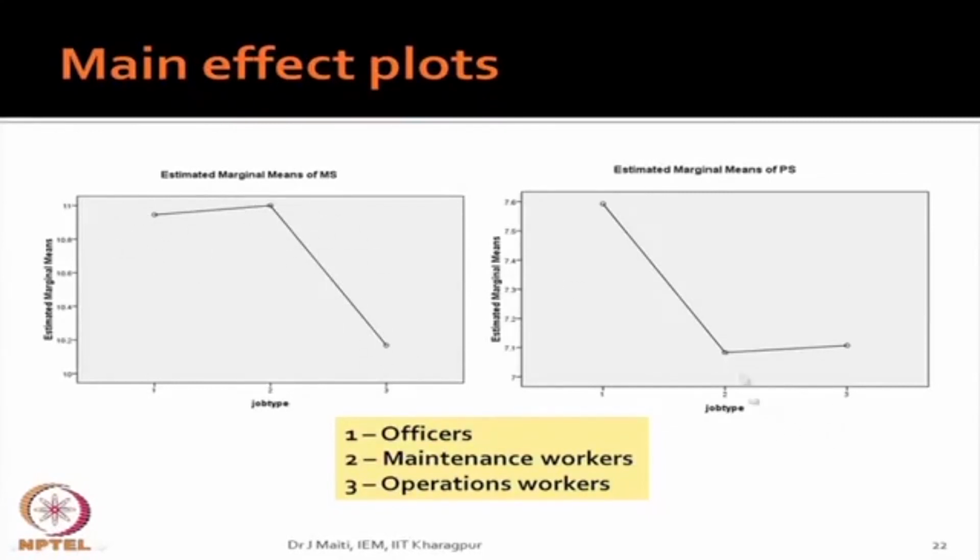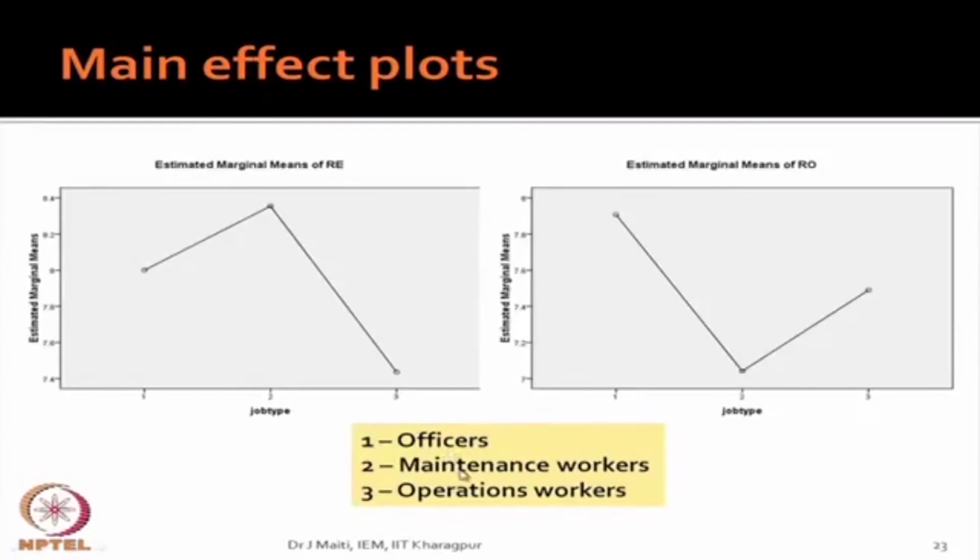Similarly, if you go for the marginal means for peer support, from the peer support point of view also officers are not happy, because highly intellectual people are never united. There is always conflict, but at the lower level, for survival they have to have that group business. So, from the peer support point of view, operations and maintenance workers are at the same level, then officers, maintenance.